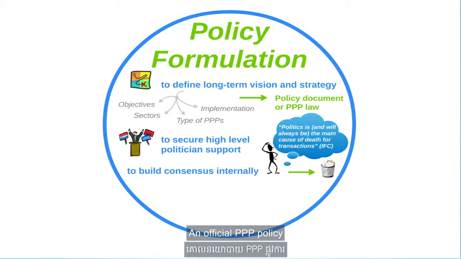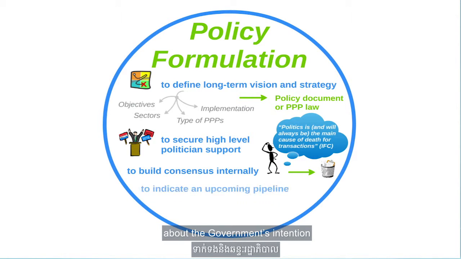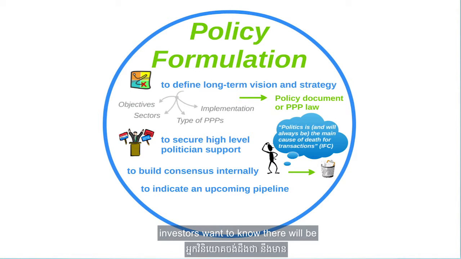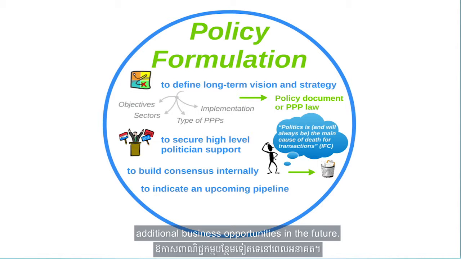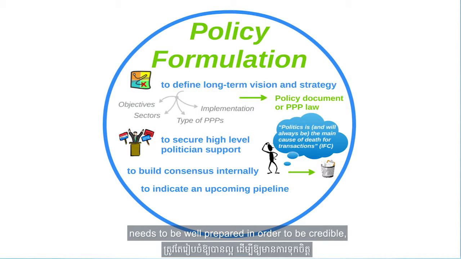An official PPP policy can also send a clear message to the private sector about the government's intention to develop a pipeline for PPP projects. Entering a new market can be costly for foreign companies, and they will only make an investment if they see the possibility of a long-term involvement. If they're not selected for the first PPP project, investors want to know there will be additional business opportunities in the future. A pipeline of projects needs to be well prepared in order to be credible, rather than a long list unlikely to happen.